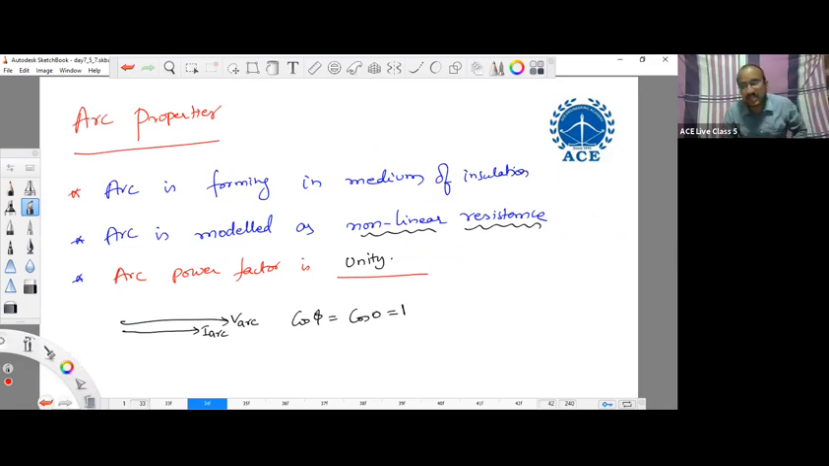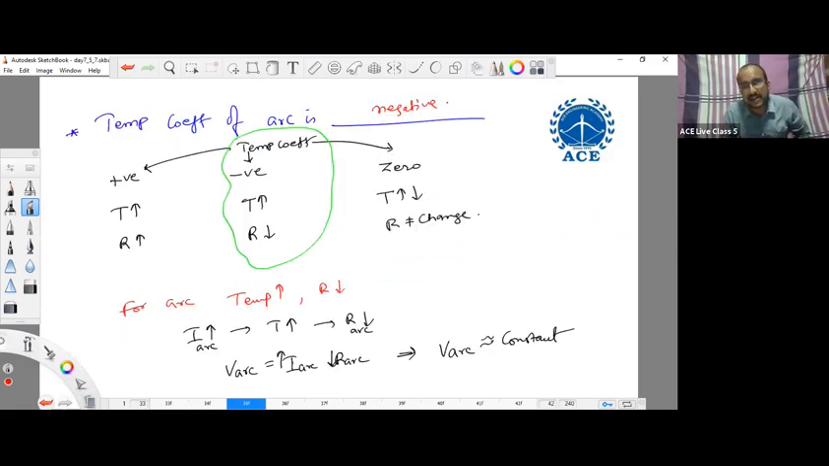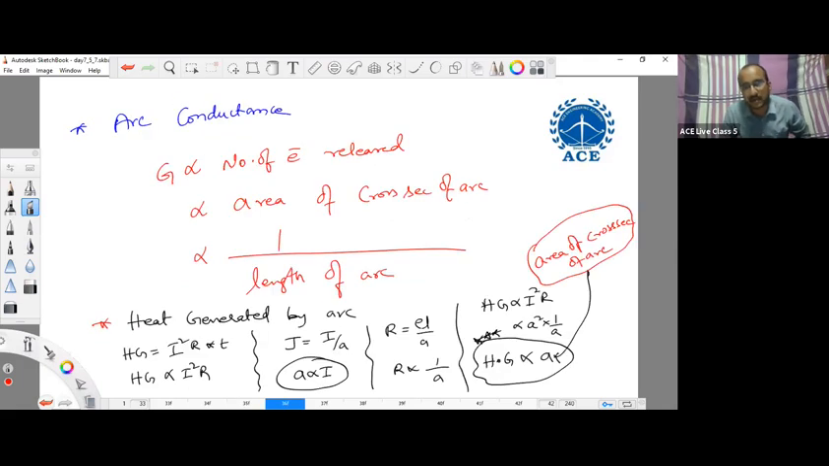What is the temperature coefficient of the arc? Arc is having negative temperature coefficient, and voltage across the arc almost remains constant. What about the arc conductance? Directly proportional to number of electrons released, directly proportional to area of cross section of arc, inversely proportional to length of arc. And heat generated by the arc is directly proportional to area of cross section of arc.